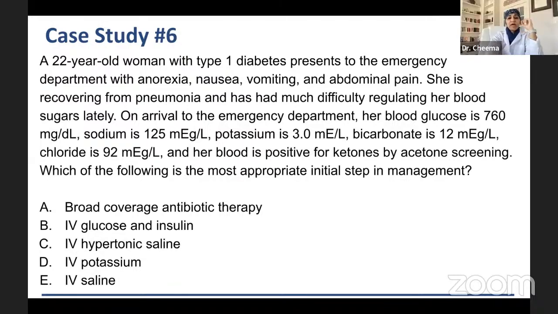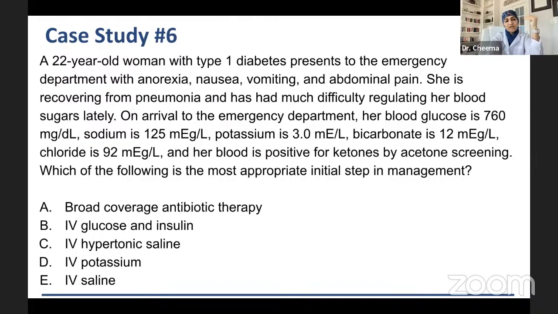Okay, good. So you have to focus on the last line. Which of the following is the most appropriate initial step in management? All the options can be right, but not in this scenario. They're asking for the initial step in managing the patient. So first of all, we need to diagnose, right? Again, a young patient with a history of diabetes mellitus. They're giving us a glucose level that is way above, 700 plus. So we have to see what's going on. They also mentioned positive for ketones. So as we talk about diabetic ketoacidosis, now we have to do the management.